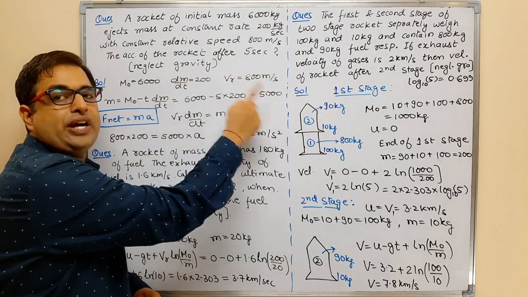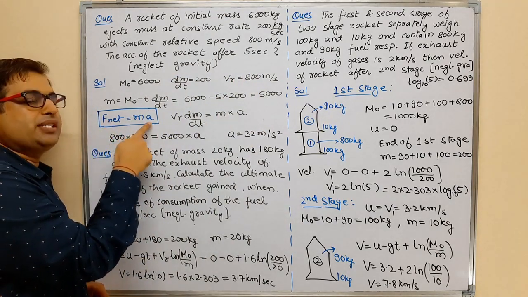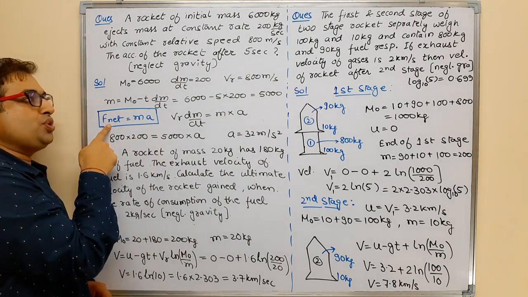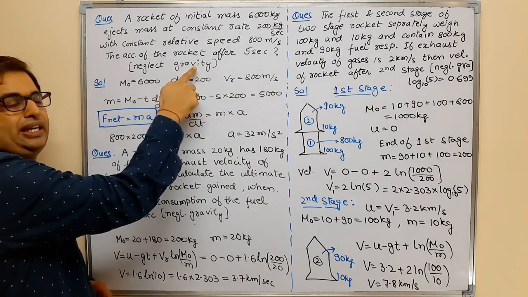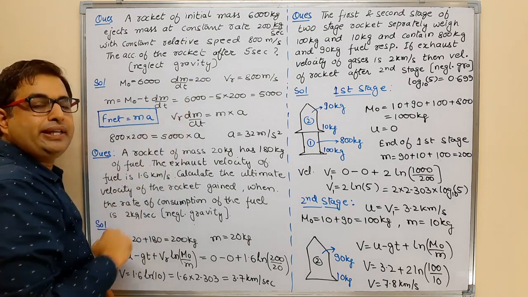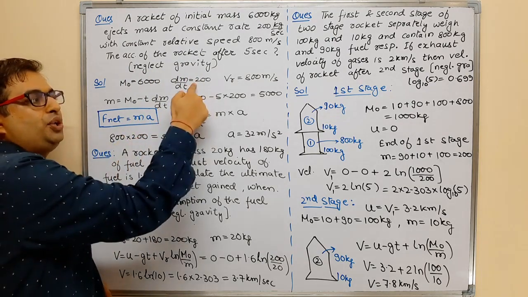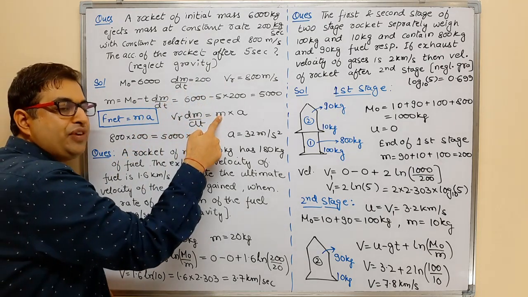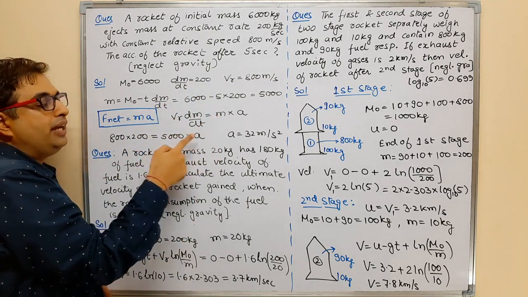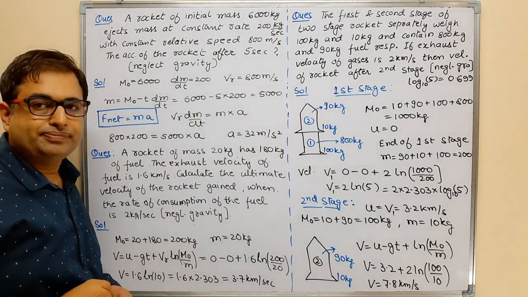So what is the final mass of the rocket? It is 5000 kg. So according to the formula, net force equals mass into acceleration. Net force on the rocket when gravity is neglected is only thrust, that is Vr dm by dt. Vr is 800, dm by dt is 200, mass at 5 seconds is 5000. Acceleration will be 32 meter per second square.